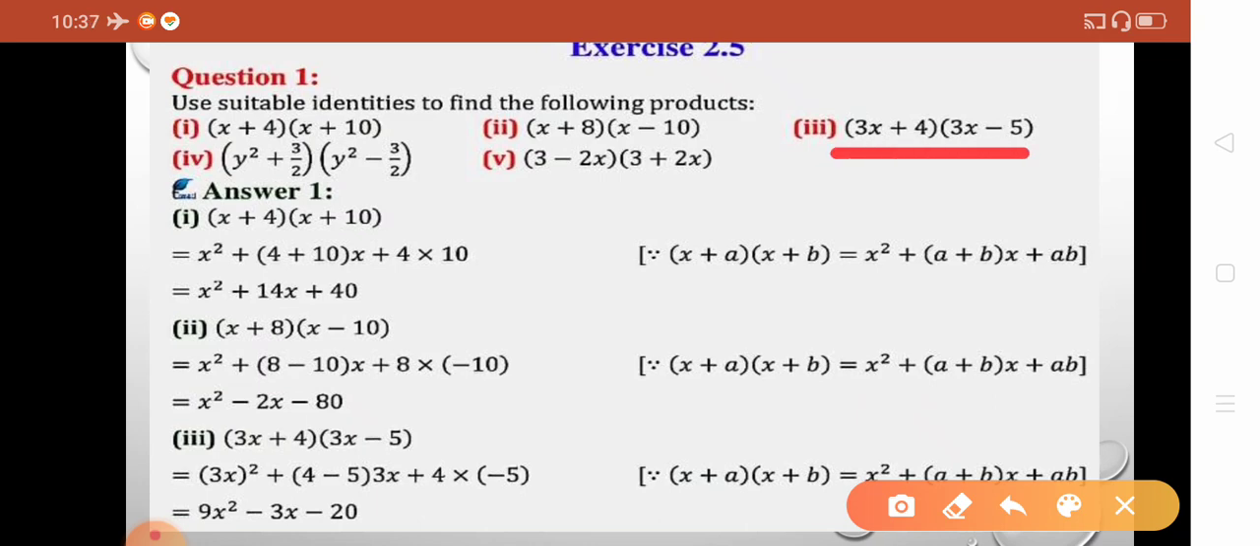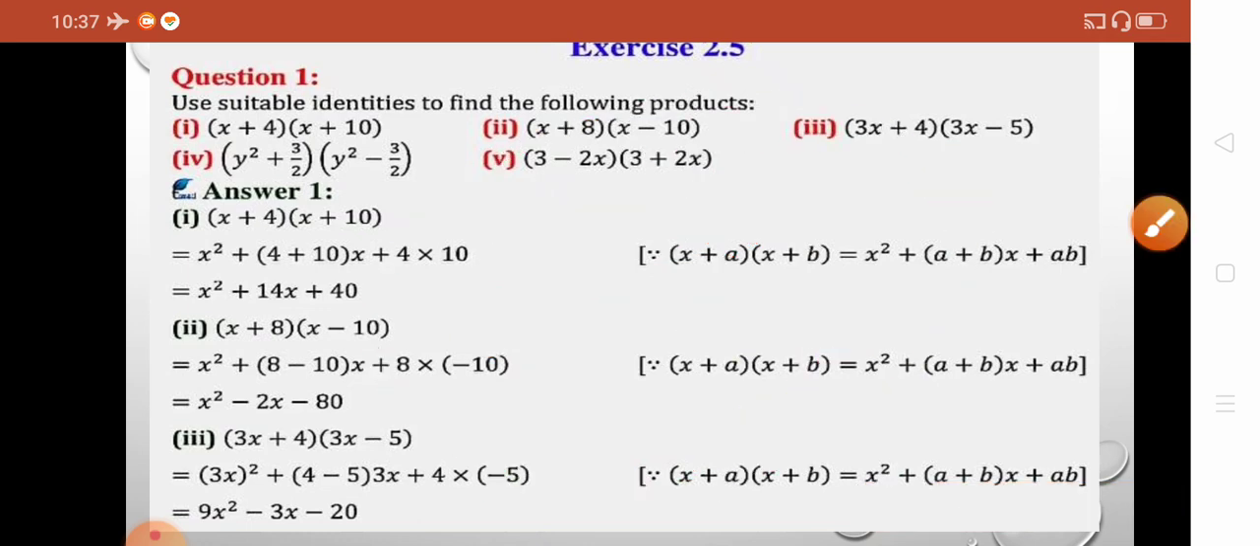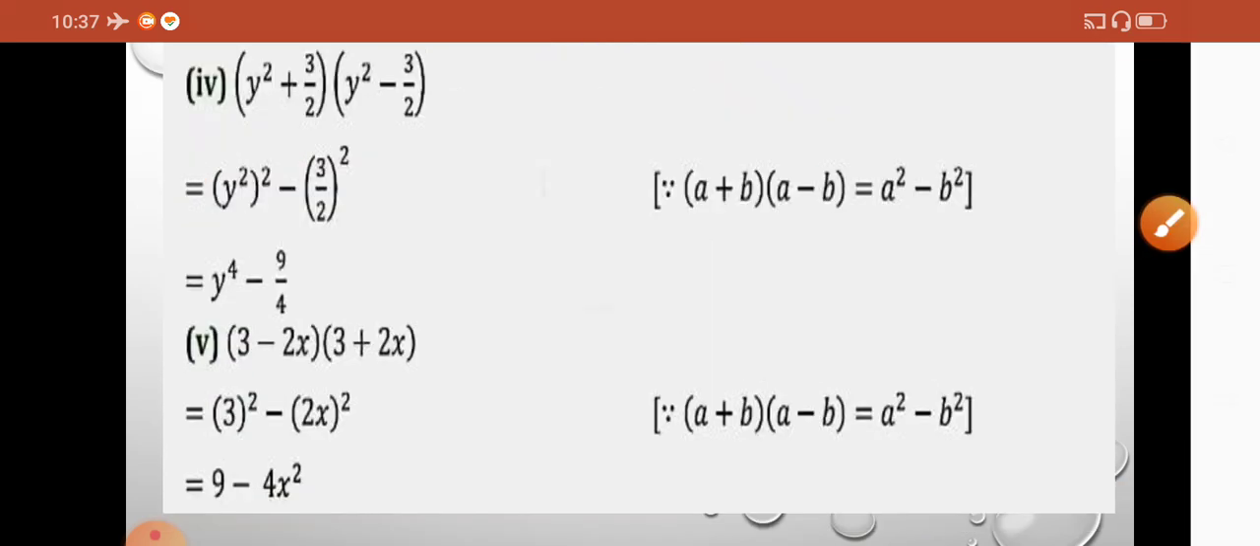Now the next question is 3x plus 4 3x minus 5. Again the formula is x plus a x plus b, but here the value of x we will take as 3x. Value of a is 4 and value of b is minus 5. You have to put these values in the given formula and you will get your answer.